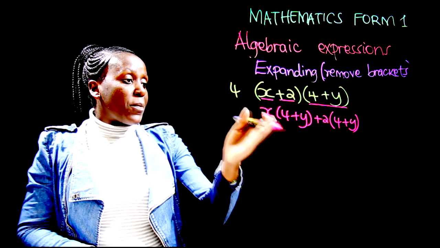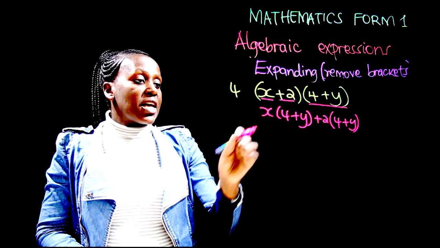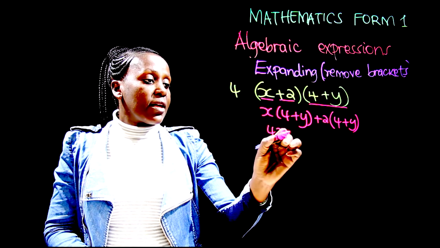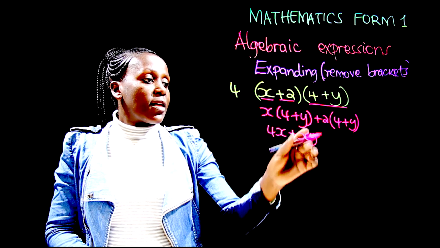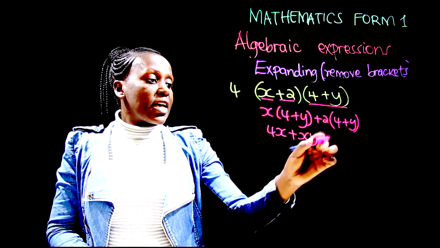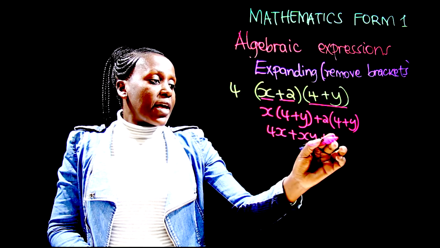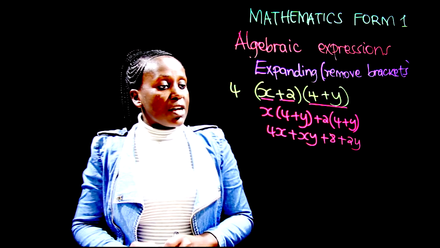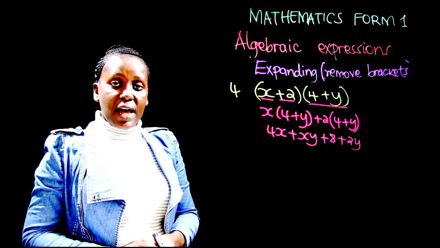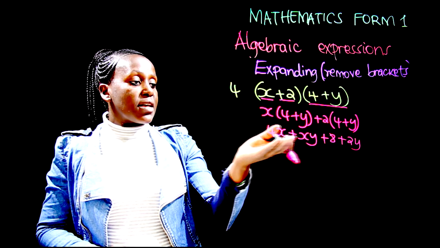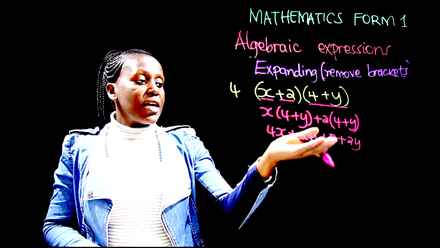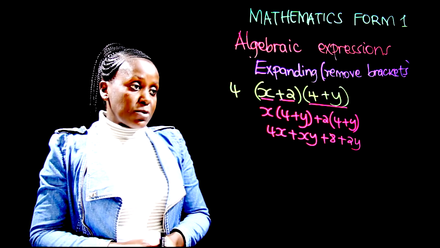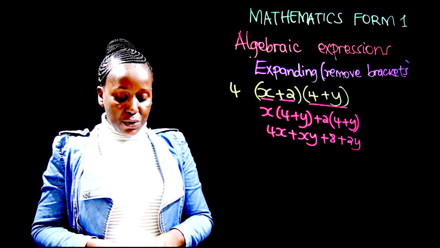So now we are going to open each of the two brackets. X times 4 is 4x. X times y is xy. 2 times 4 is 8. 2 times y is 2y. Okay? So looking at this, are you able to see any like terms? Here we have 4x, here we have xy, 8 and then 2y. We do not have any like terms. So this is the furthest that we can go.